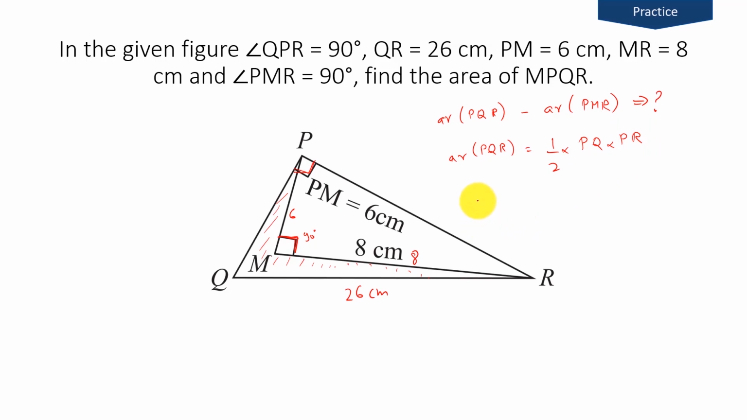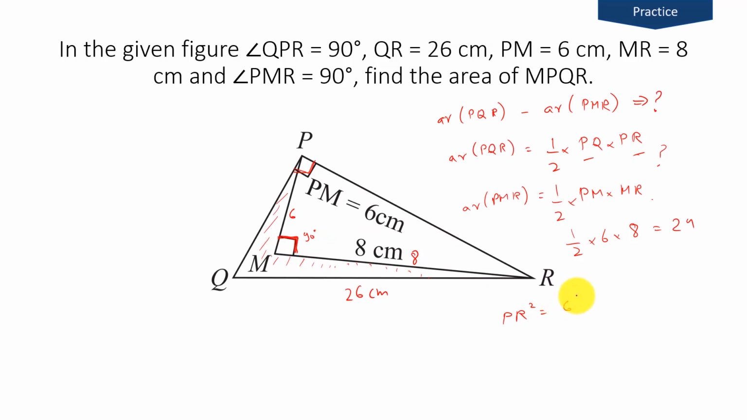Now area of triangle PMR is equal to half PM into MR. Now in the question we are given the value of PM and MR. So this we get as 24. Now PQ and PR are not given. But first let us look at the triangle PMR. We know PM, we know MR, and there is a right angle between them. So we can apply Pythagoras Theorem to find the side PR.